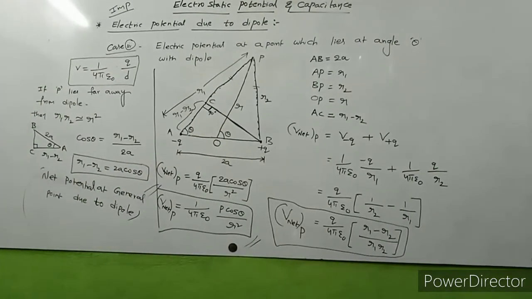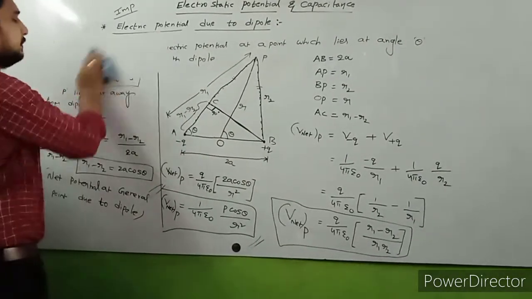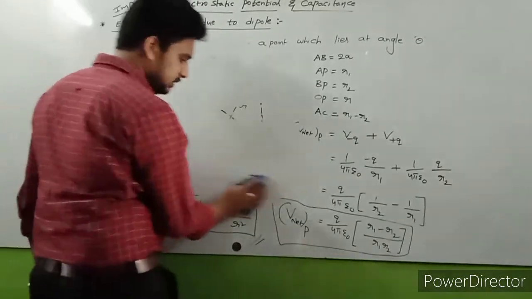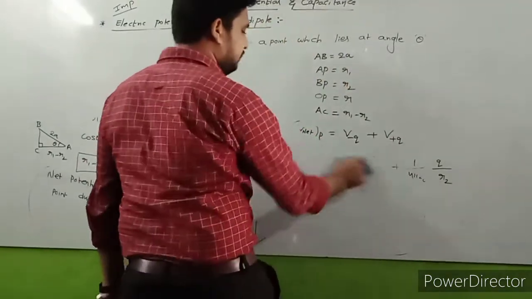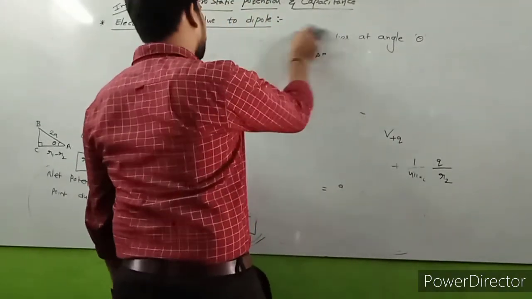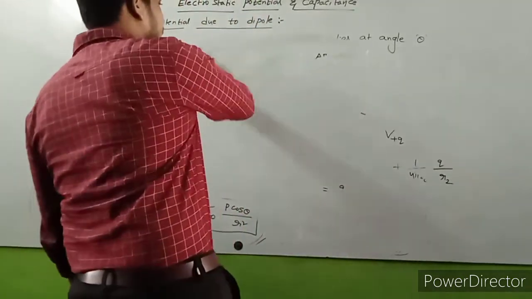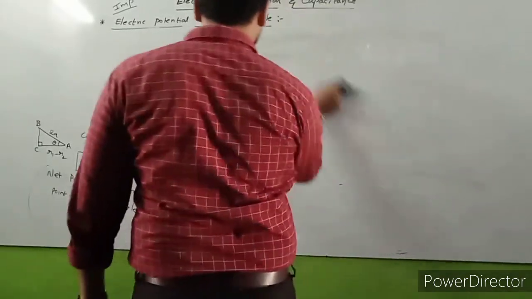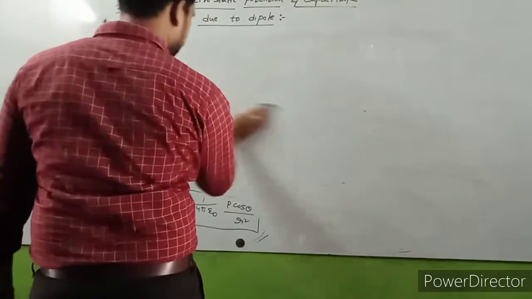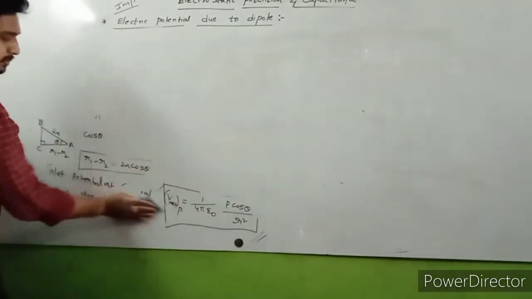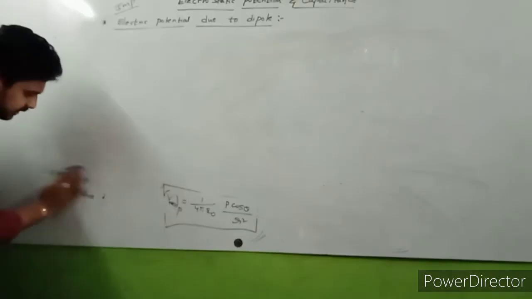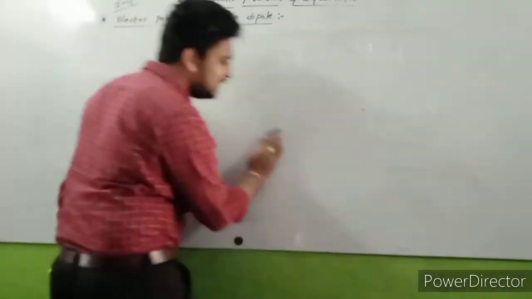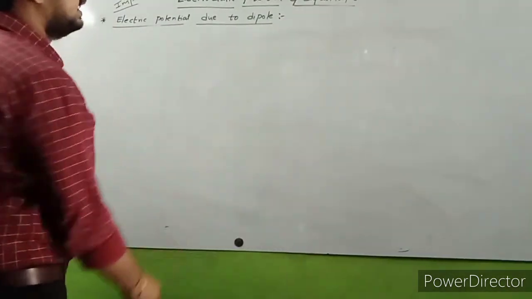Now observe carefully, so I will finish this. What is the formula we got finally here? 1 by 4 pi epsilon naught into P cos theta by R square. Observe carefully. This is the potential due to dipole for the general case. By using this, we'll get all three cases.